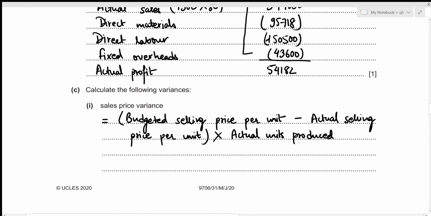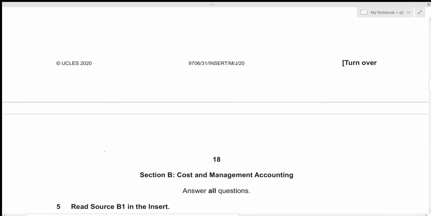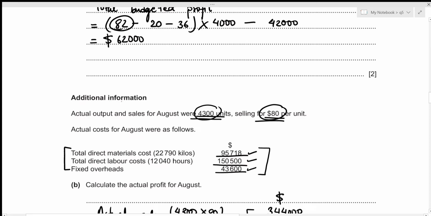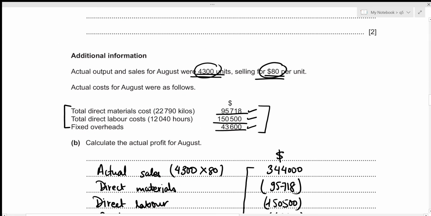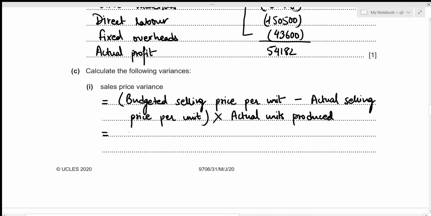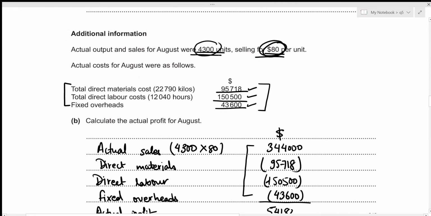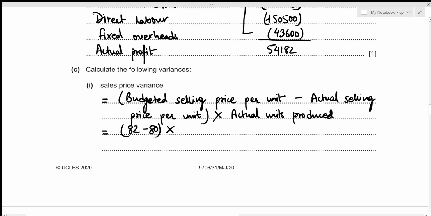And we are subtracting the actual selling price per unit from the budgeted selling price per unit, because we know that the budgeted selling price per unit was the greater one, right? So let's have a look above. It's given right here actually. The budgeted selling price was 82, whereas the actual selling price was 80. Let's substitute these values. So that's 82 minus 80, and we just need to multiply it with the actual units produced. So in this case, that's going to be 4,300 units.